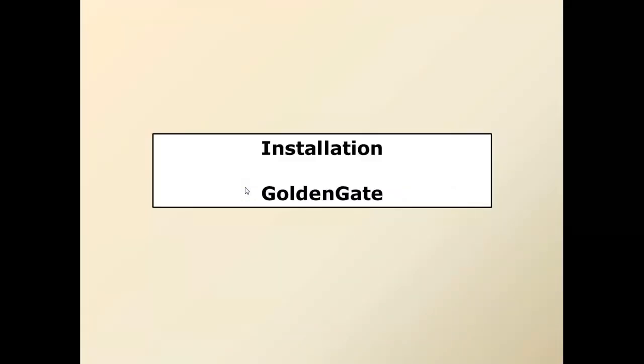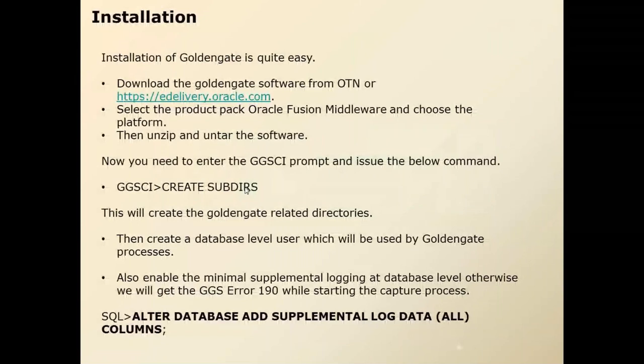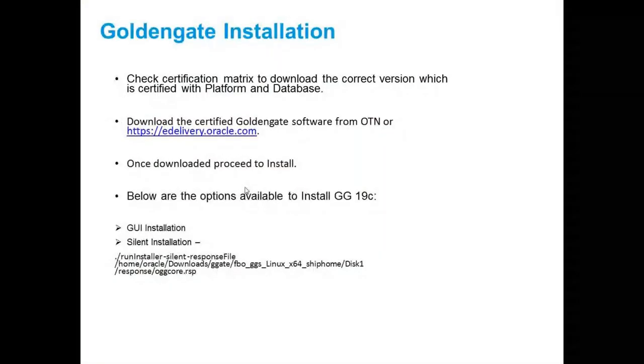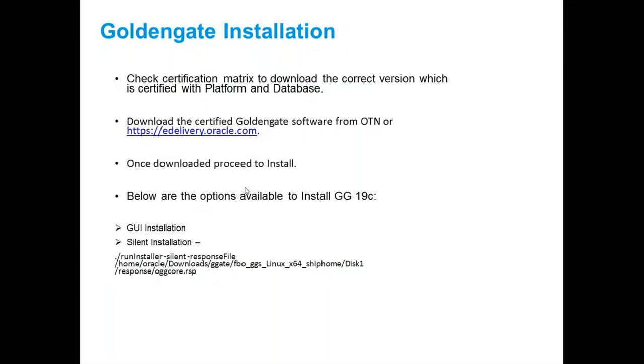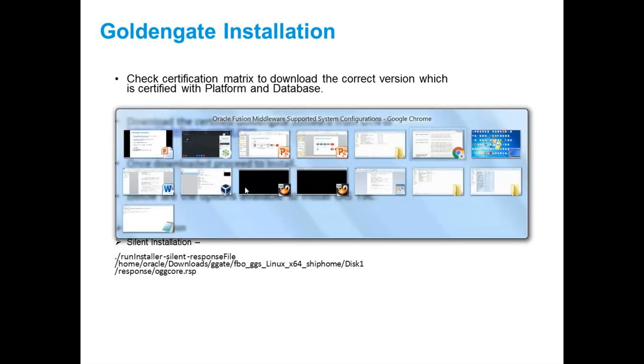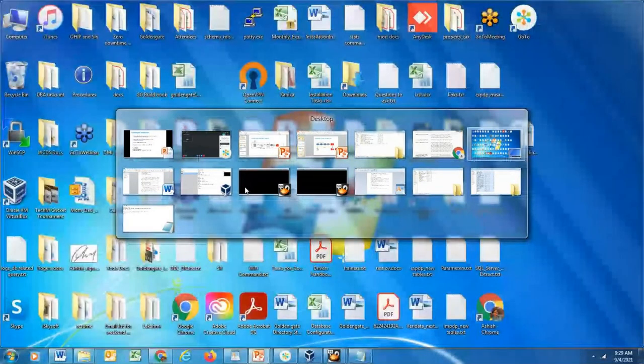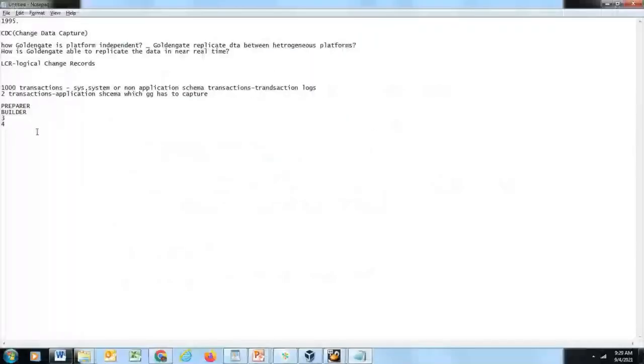Okay. So now next, let us move on to the installation of Oracle Goldengate. Before moving to Goldengate installation, it is very important that you check the certification matrix. Prior to installation, always ensure that you check the certification matrix and download the correct version, which is certified with your platform and database as well.